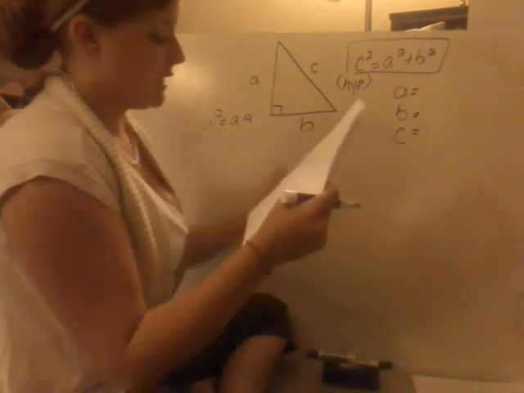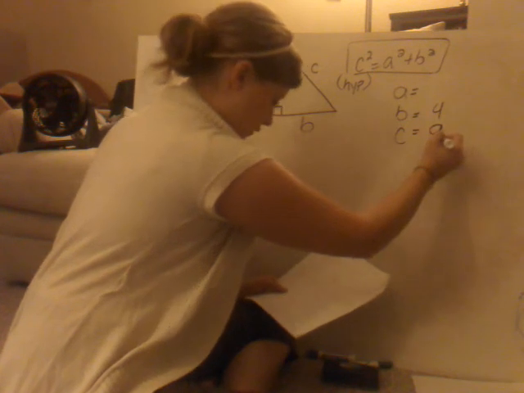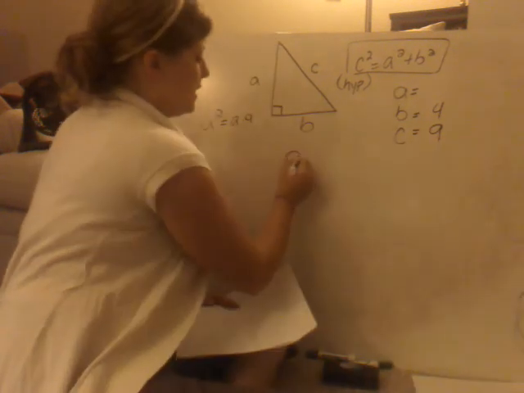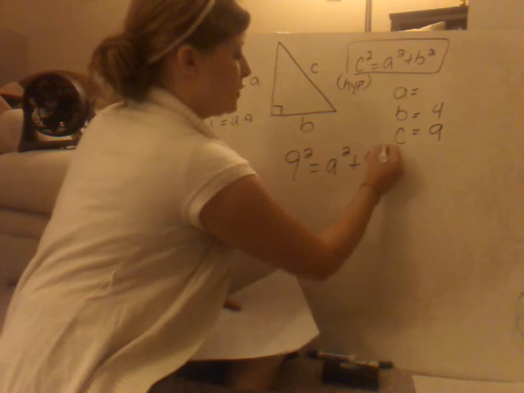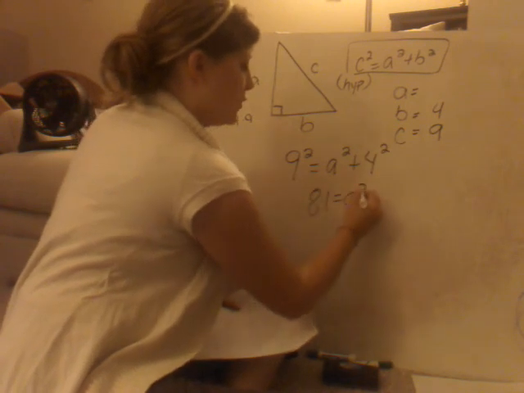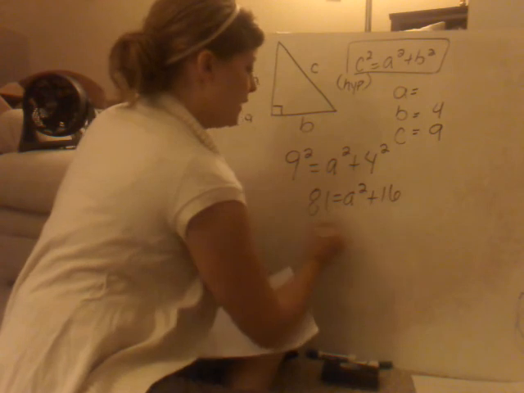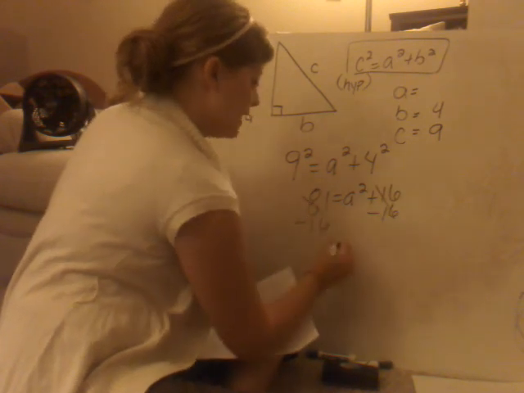Next up, number 17. B is equal to 4, and C is equal to 9. So I have 9 squared is equal to a squared plus 4 squared. I've got 81 is equal to a squared plus 16. I subtract 16 from both sides, like so.